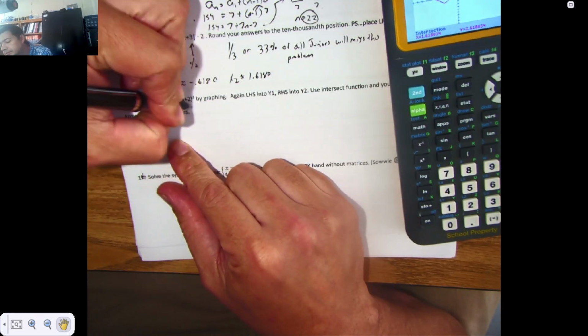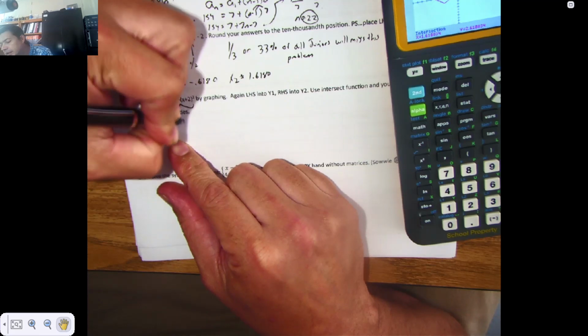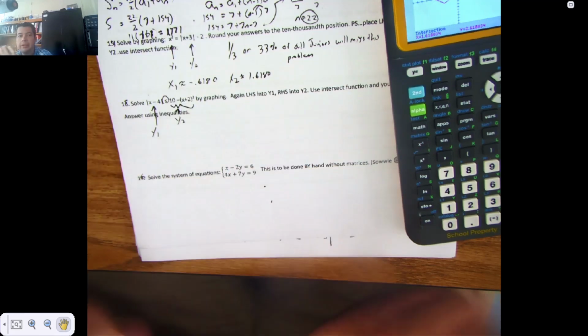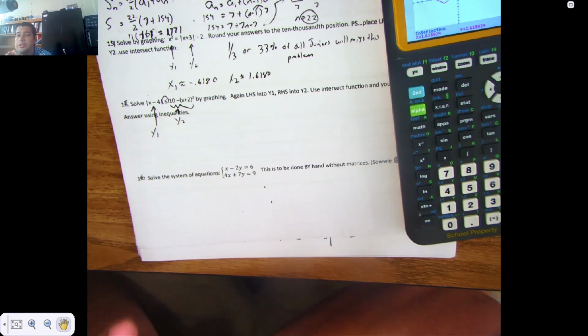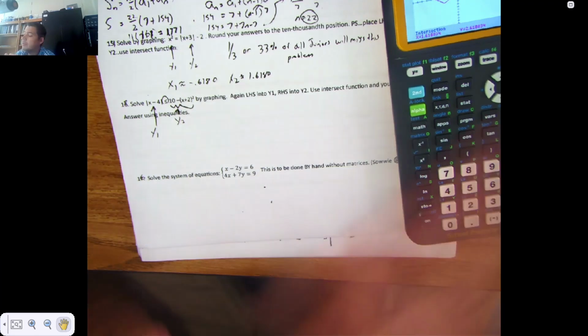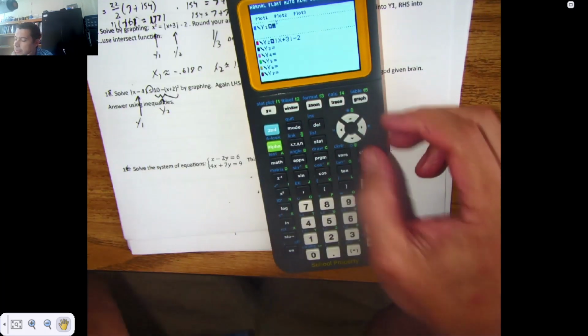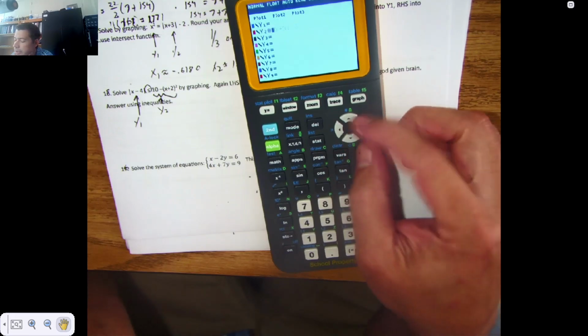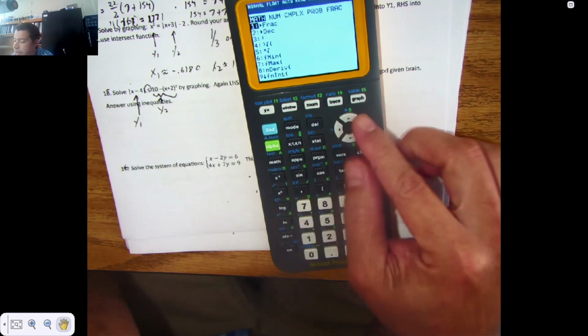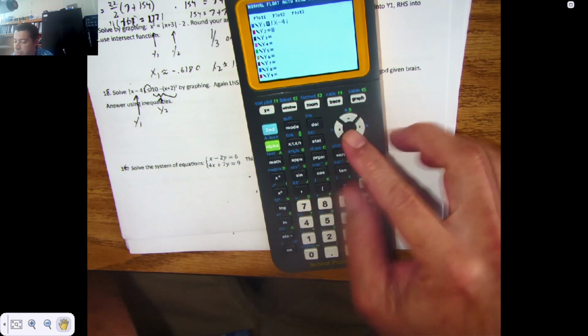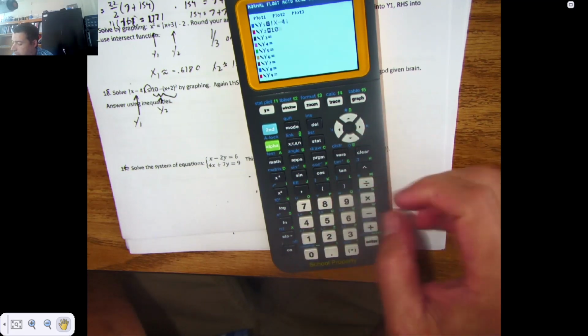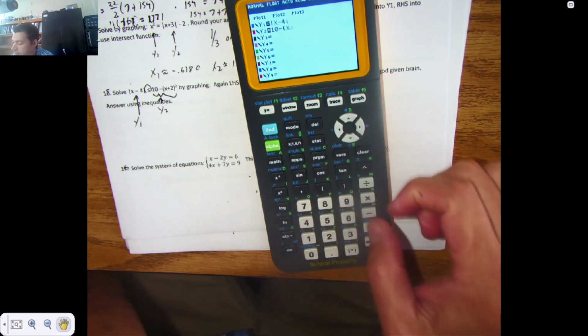There's Y1. There's Y2. There actually is a way to make a calculator shade, but it causes more problems for me than it's worth teaching. So I'm not going to screw with it. I've tried it in the past, and it was just a huge headache on my end. I'll never do it again. And that was with a much better group of kids. So I'm not going to mess with it.